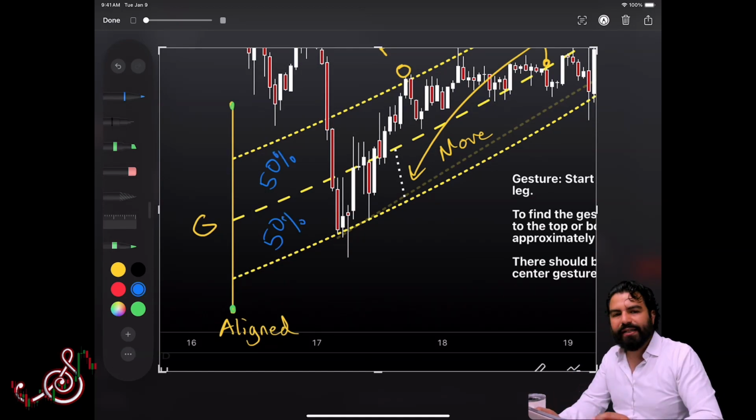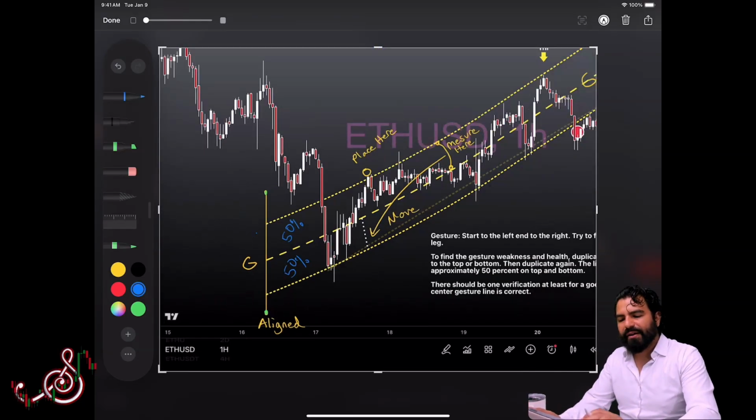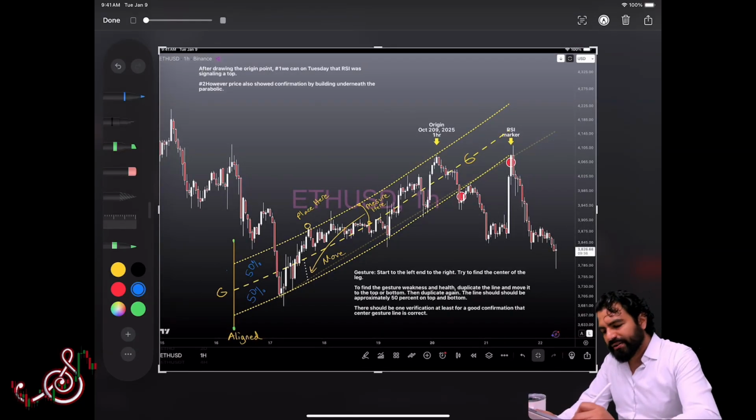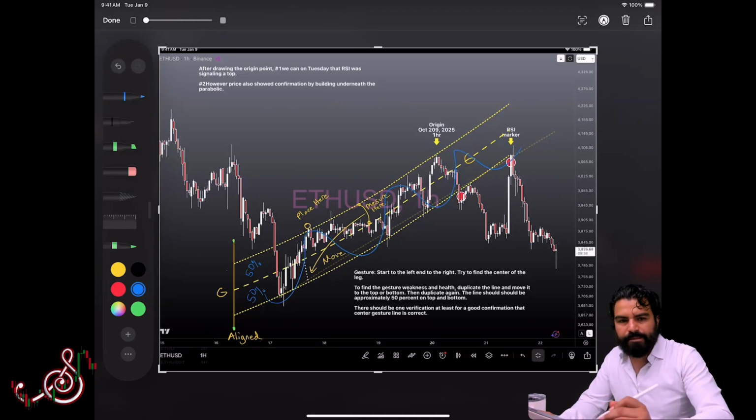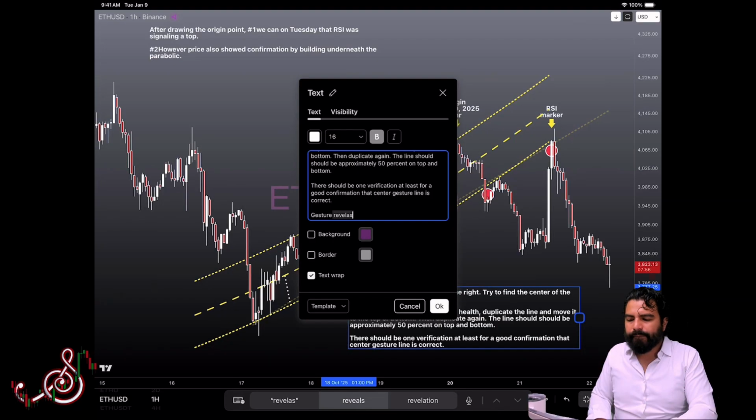The key takeaway is you need to duplicate your line, top and bottom. This reveals the oscillation. Gesture reveals a real oscillation, a real and more fluid oscillation.